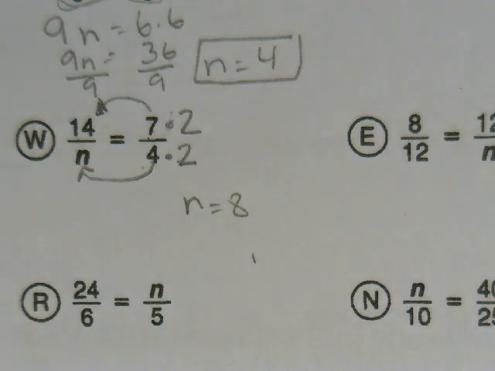This method is a lot less work, but does it always work? No. Your butterfly method always works, especially if you're given really ugly numbers. Alright, R. 24 and 5. Ooh, what's 24 times 5?